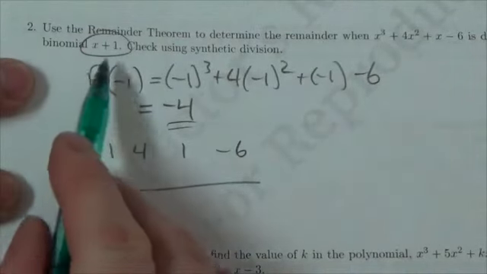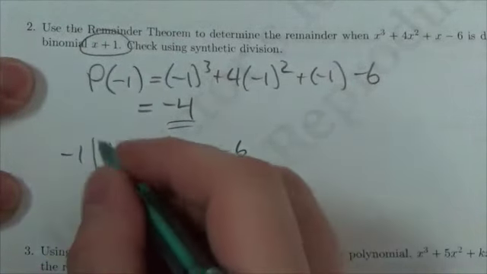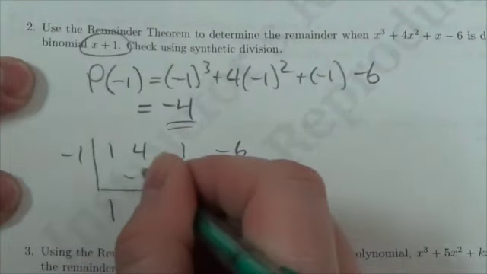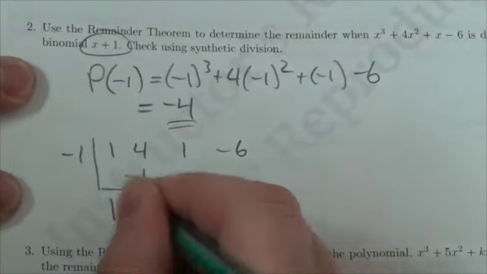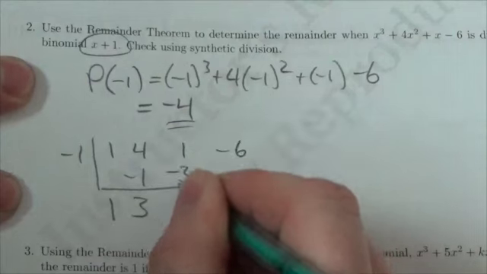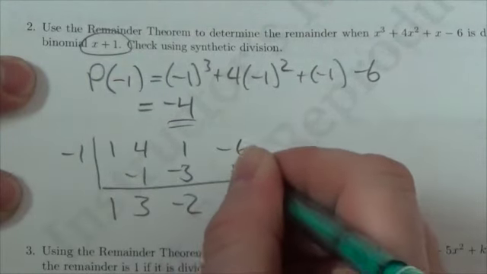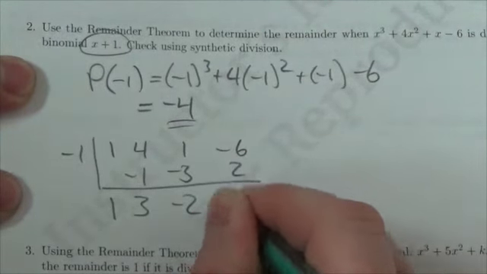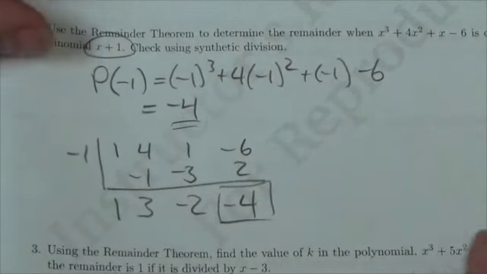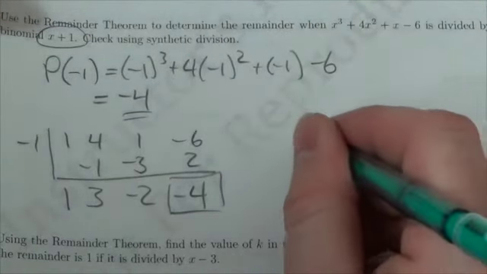And when I change the sign of that number and put it out here, I bring down the first number, multiply, and then I add. I multiply, and then I add. Multiply, and then I add. And there's the remainder.